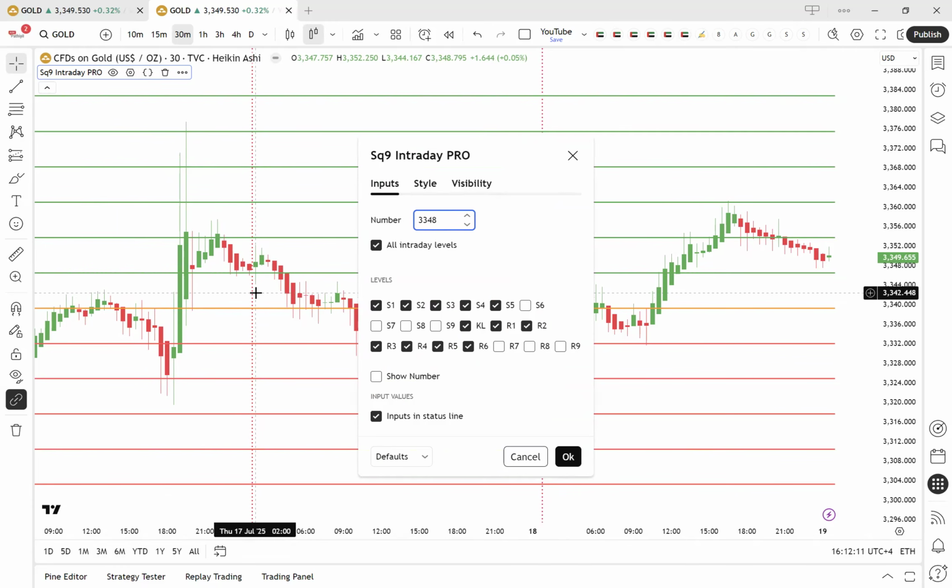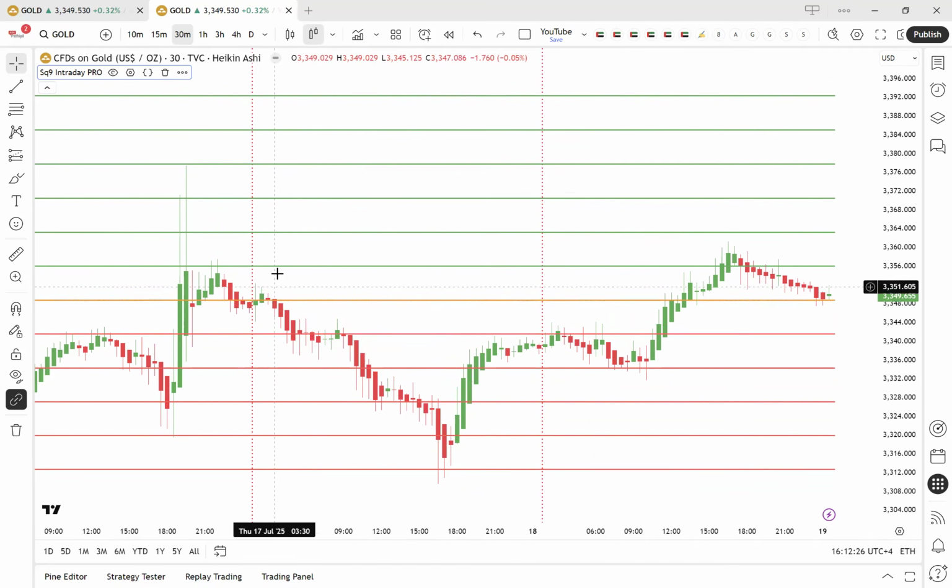3348.795. Try to take all the three digits. Please always try to take all the full three digits post the decimal. I click OK. It gets plotted. So this is my intraday setup for Thursday.